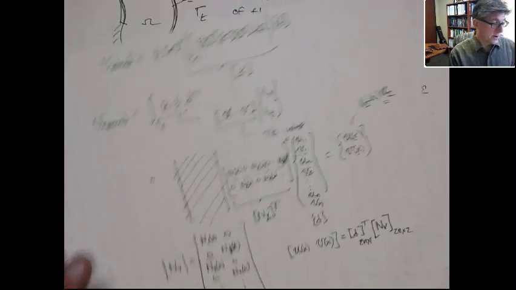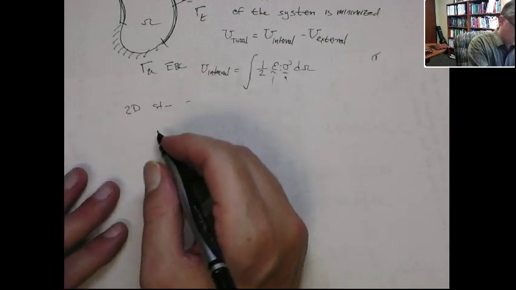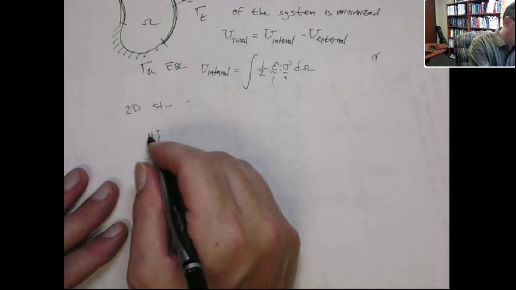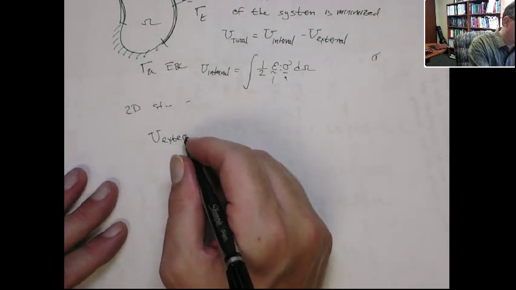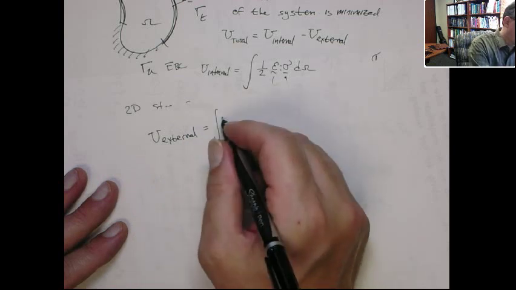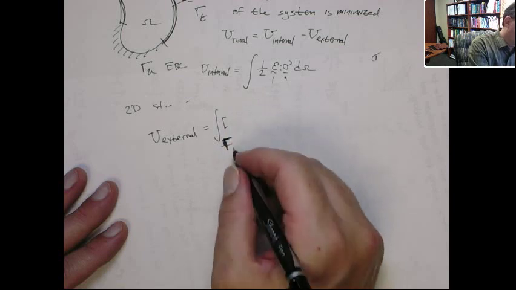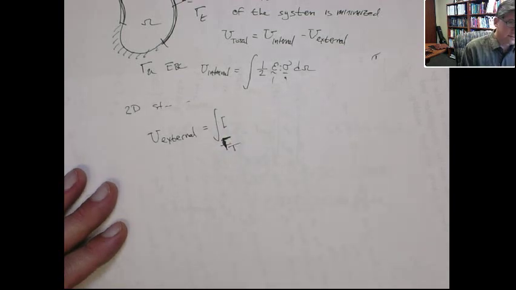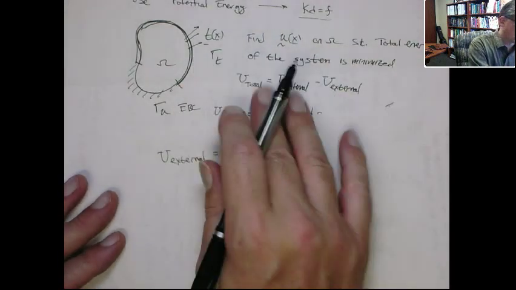Okay, so now that gives me the external force, the energy of the external force, is equal to the integral over the traction boundary, right? Just this boundary, not the whole domain.